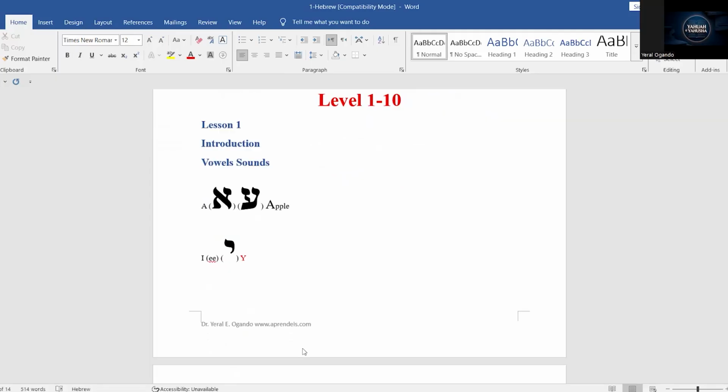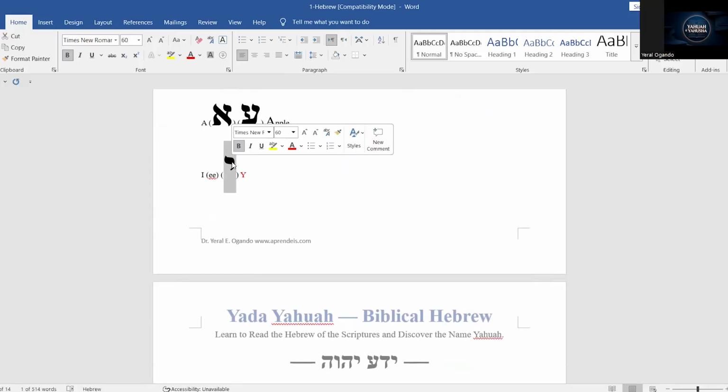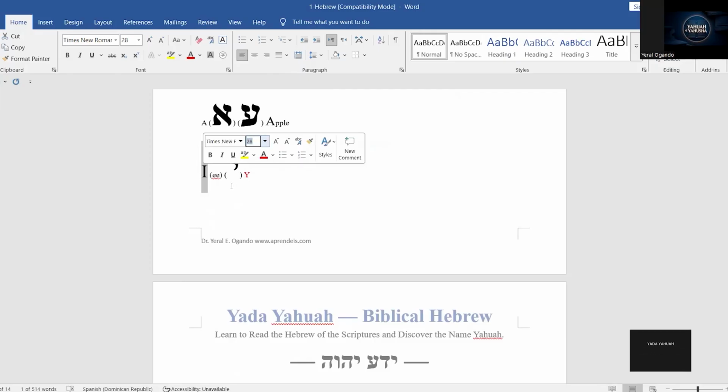The second one is Yad. This is Yad, and sometimes in more modern Hebrew it is called Yod, but in ancient Hebrew it's called Yad. This is what we know as the letter Y. Everywhere you're going to see it, it is going to be represented by Y, and sometimes by I. But in Hebrew, it's going to have the sound all the time of E.